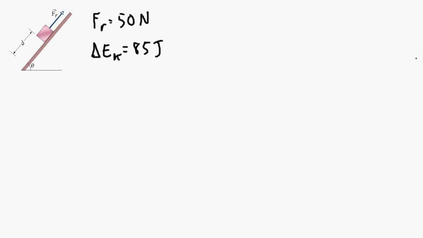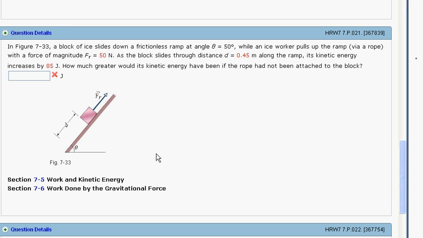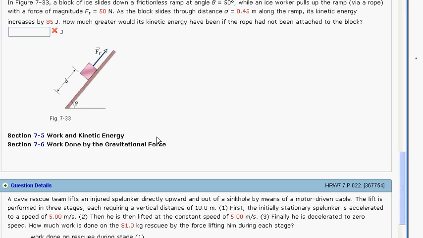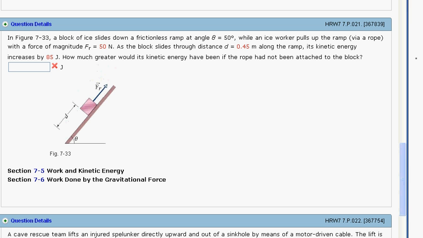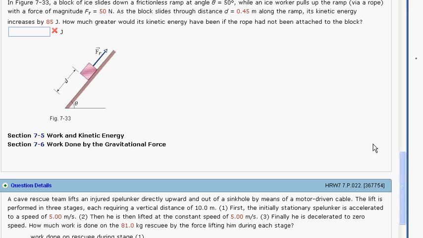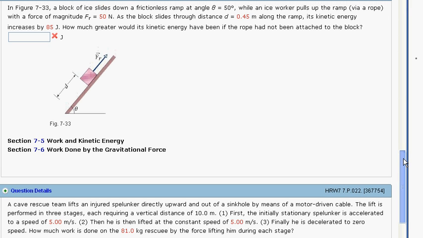Okay, problem 4 has this block of ice sliding down a frictionless ramp at an angle of 50 degrees, while an ice worker pulls up the ramp, or sorry, pulls on a rope. He's pulling uphill. It's kind of a strange way of phrasing things, but he pulls on the rope, pulling the block in an upward direction, but it's still sliding down, so he's just trying to slow its fall, okay?